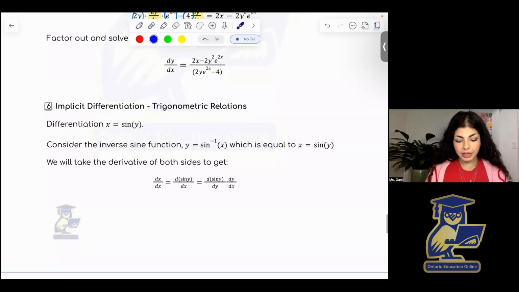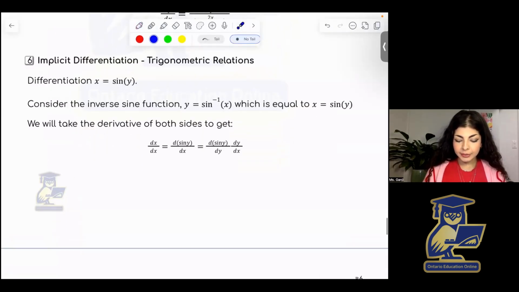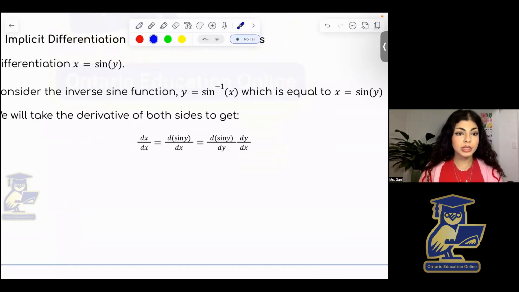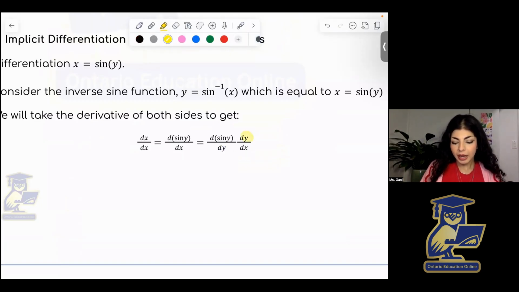So now we're going to take the derivative of both sides. And so on the left-hand side, we just have dx by dx, which is just equal to 1. And then on the right-hand side, we have d of sine of y by dx. But because sine of y is in terms of y, we do have to apply the chain rule here. So we differentiate d of sine y by dy, and then dy itself by dx. And this here is that derivative that we're looking for, which is y prime.